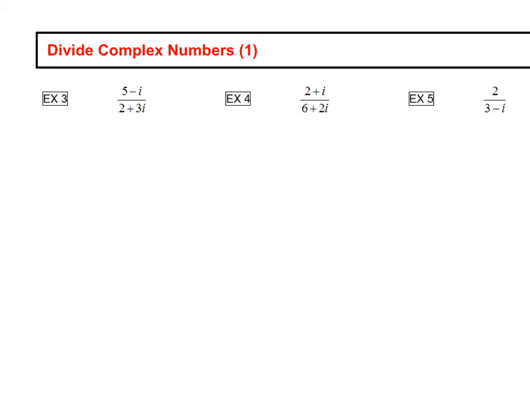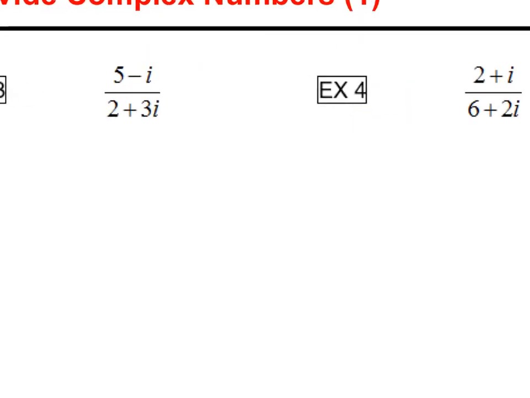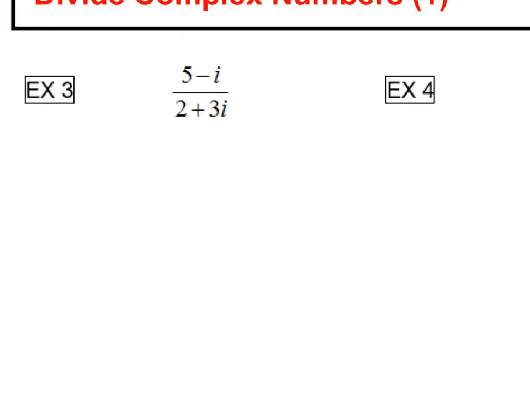We are going to look at dividing complex numbers in this example. We're going to bring in some thoughts that we've seen before in other problems. So here we have 5 minus i divided by 2 plus 3i. If you remember when we were dealing with i's when we first learned them, we know that we cannot have an i in the denominator of our fraction.